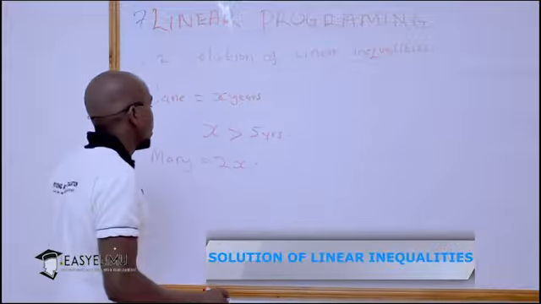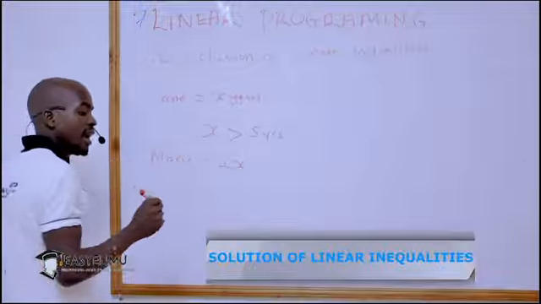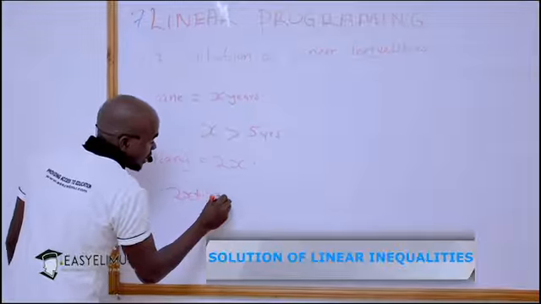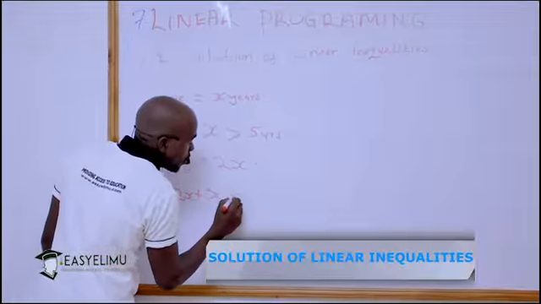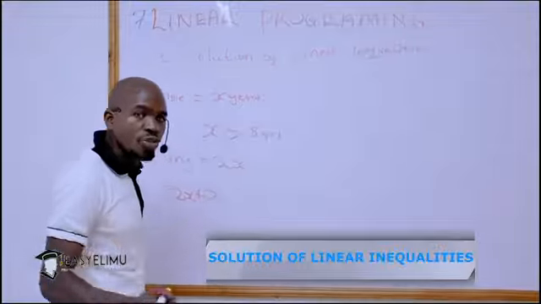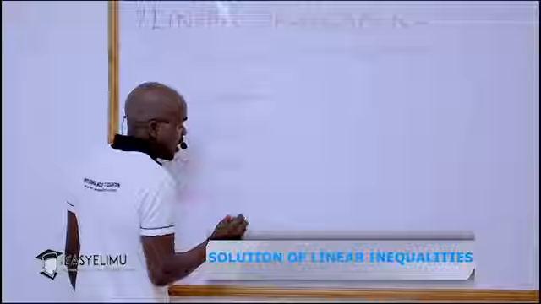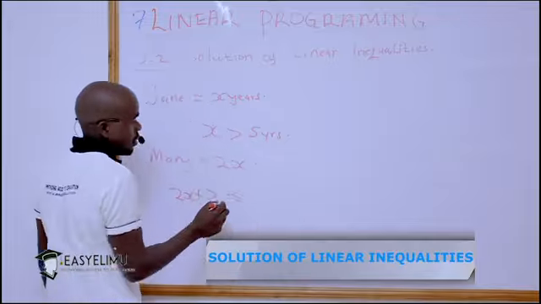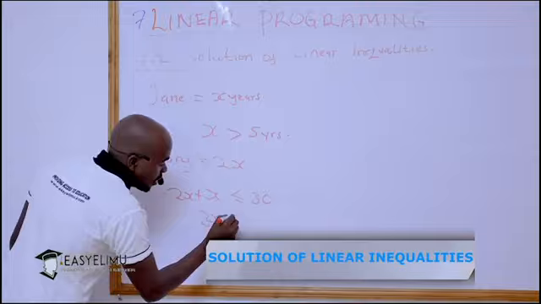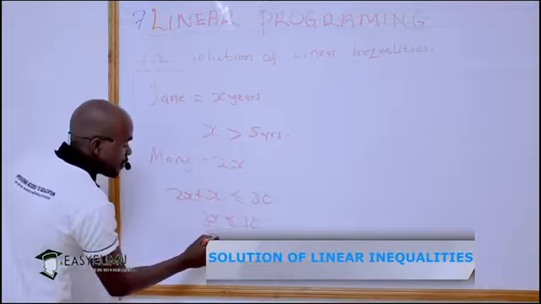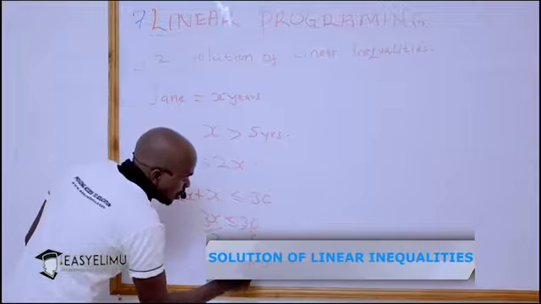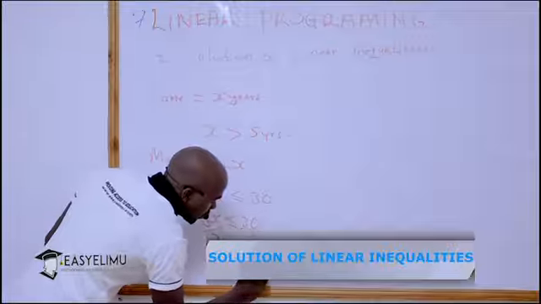But we have been told that the sum of their ages is not more than 30 years. If we take 2x plus x, it is not more than 30 years, so it will be less than or equal to 30. On calculation, we are going to get 3x is less than or equal to 30. Dividing by 3, we get x is less than or equal to 10.